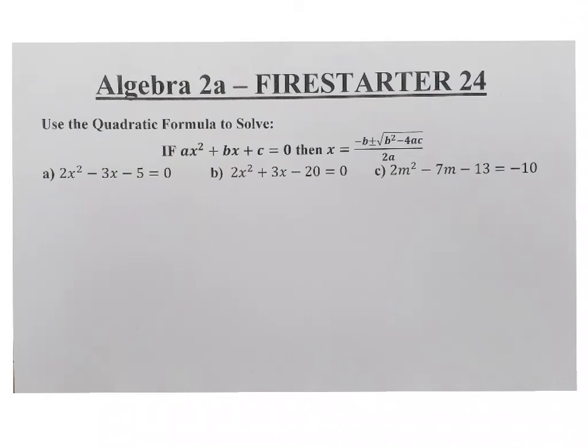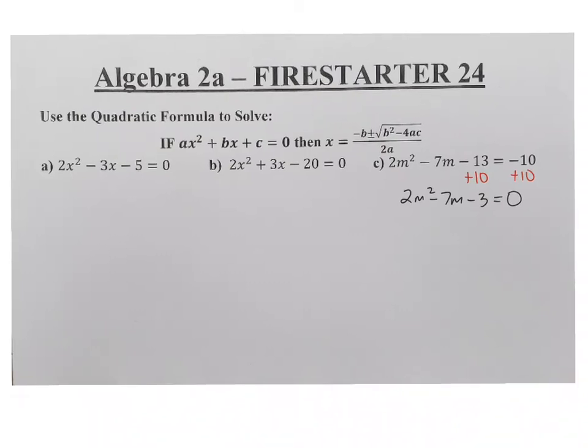I'm kind of picking up the pace a little bit now. So remember, first thing I'm going to do is make sure they equal 0. A already equals 0, so I'm ready for a, b, and c. B already equals 0, so I'm ready for a, b, and c. C does not equal 0, so I'm not ready for a, b, and c. So the first thing I would do is add 10 to both sides. So for c, I would make it 2m squared minus 7m minus 3 equals 0. Right? That's what I would do first.